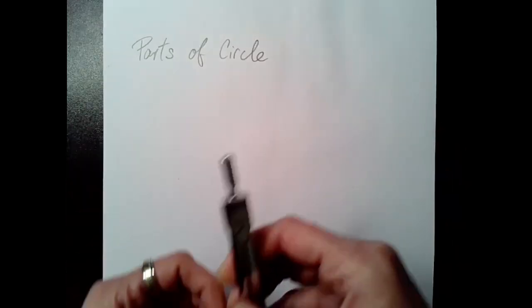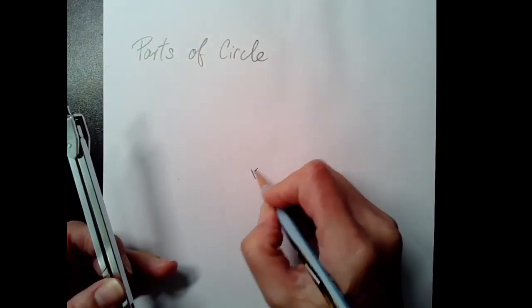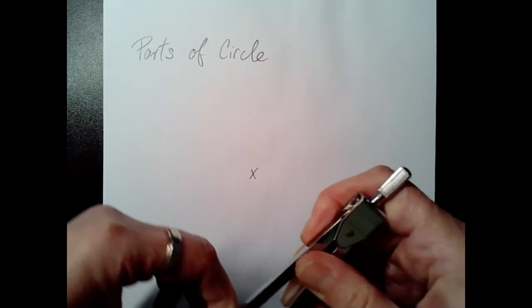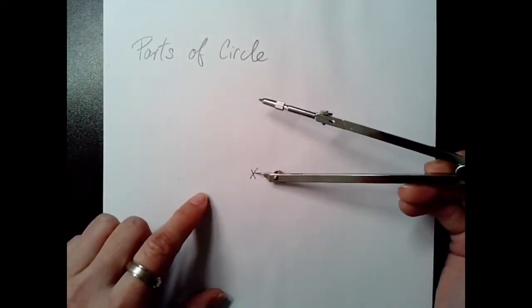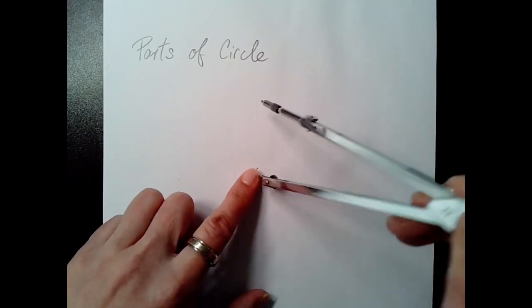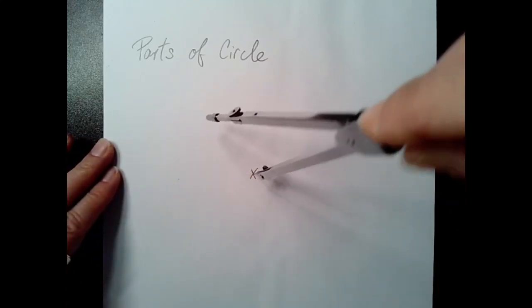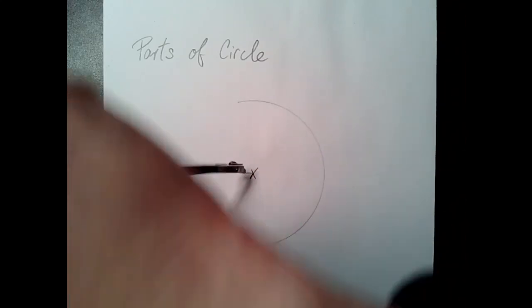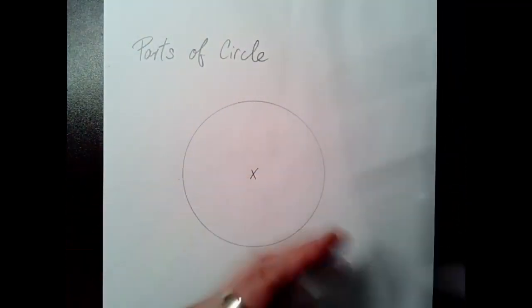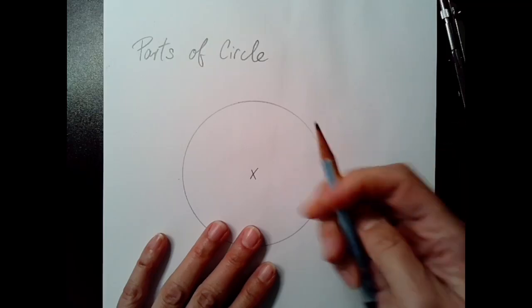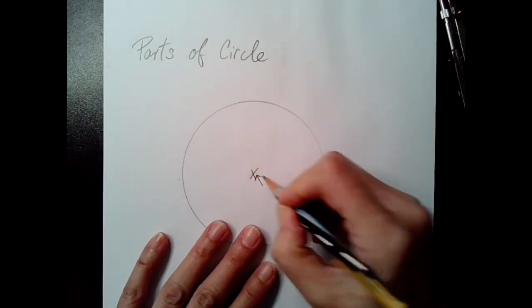So first of all, we have a center. Whenever we have a circle, we have a center. Then I'll open up my compasses, the pinpoint bit out. The point bit goes to the center of the circle, and then I gently swing it. Yes, this is my circle, and this is the center. So let's label that center.